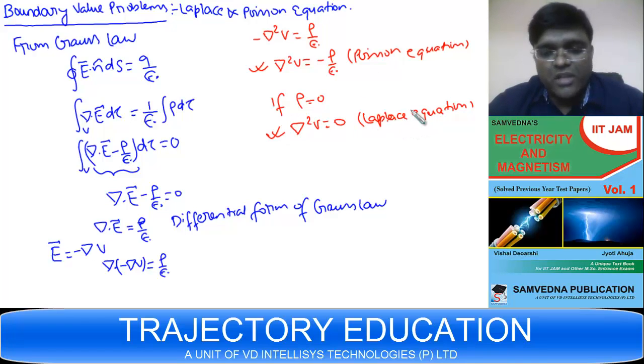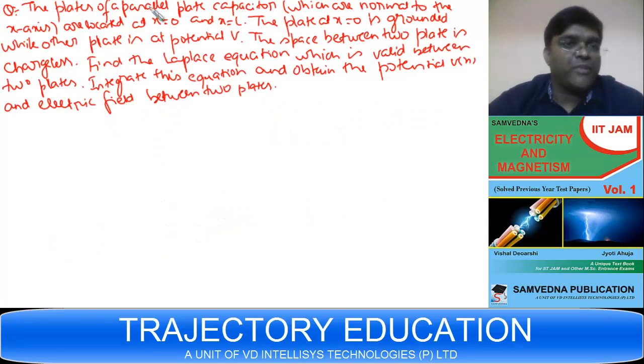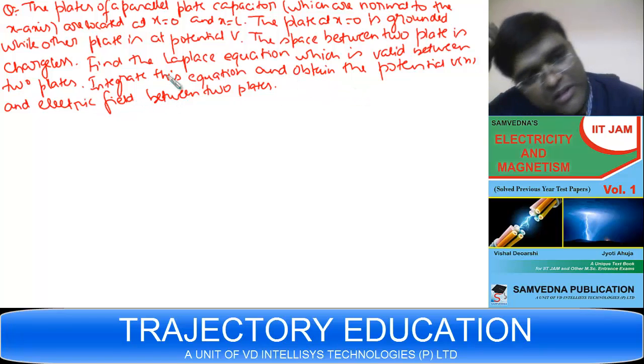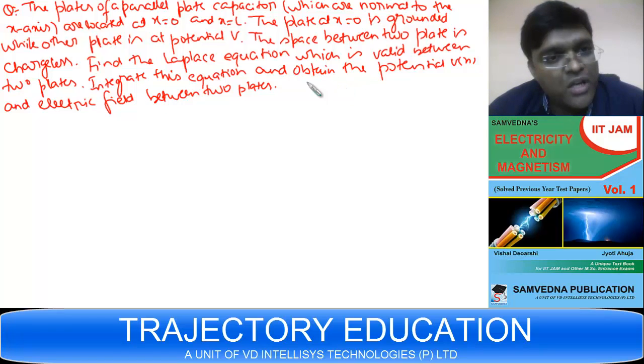I will take a problem in order to explain this. Let me consider a problem. The plates of a parallel plate capacitor, which are normal to the x-axis, are located at x equal to 0 and x equal to L. The plate at x equal to 0 is grounded while the other plate is at potential V. The space between the two plates is chargeless. Find the Laplace equation which is valid between the two plates and integrate this equation to obtain the potential V(x) and the electric field between the two plates.